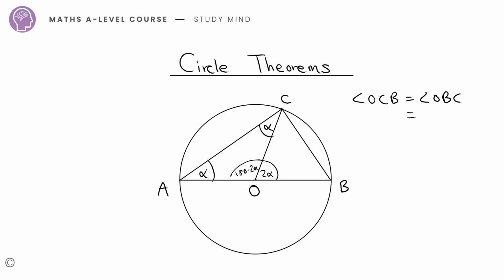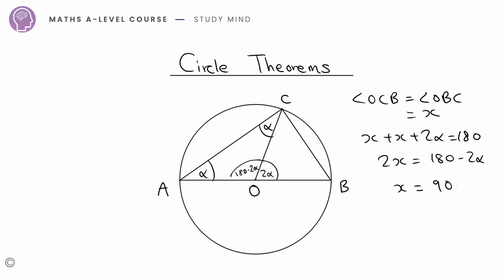So if I call this angle x, then I have x plus 2 alpha is 180. And so 2x is 180 minus 2 alpha. And so x is 90 minus alpha. So this angle here in particular is 90 minus alpha. But this means that angle ACB is alpha plus 90 minus alpha, which is 90 degrees. So we have a right angle at C as desired.